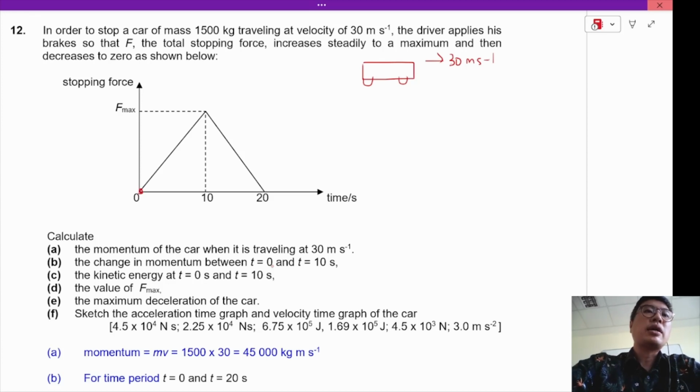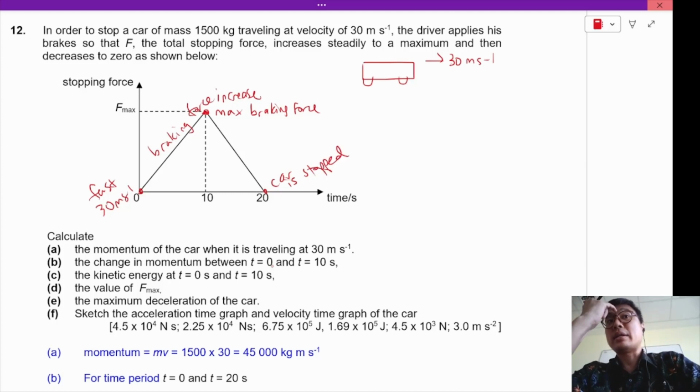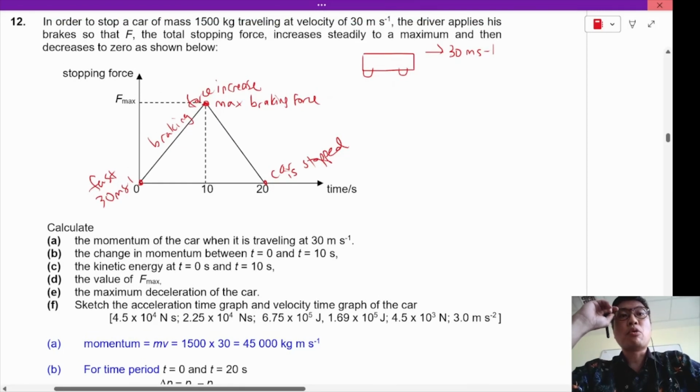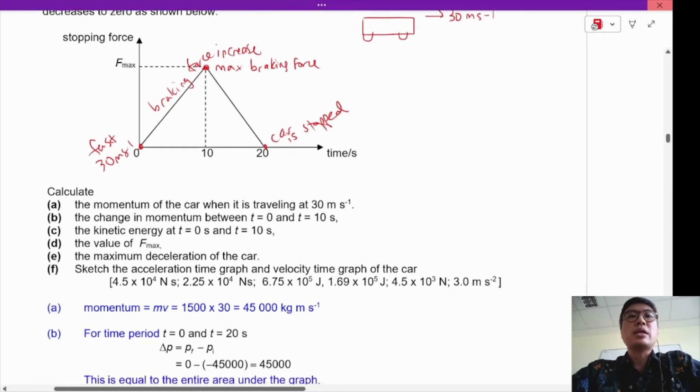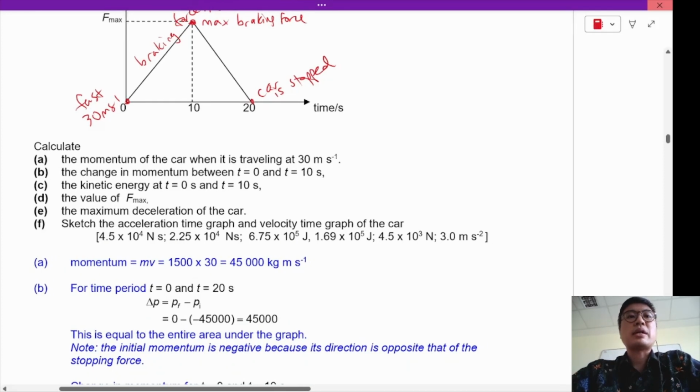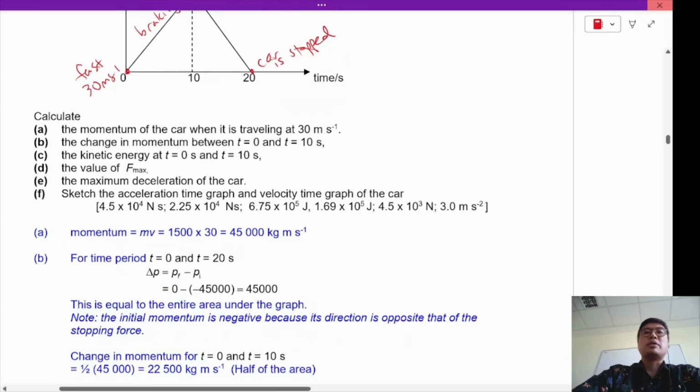So over here, the car is moving fast, at 30 meters per second. And then over here, the braking force increases. And the maximum braking force is over here. And by the time 20 seconds has passed, the car is completely stopped. Okay, so this is what's happening in the question. Now calculate A, the momentum of the car when it's traveling at 30 meters per second. The momentum is just the mass times velocity, so it's 45,000 kg meters per second.